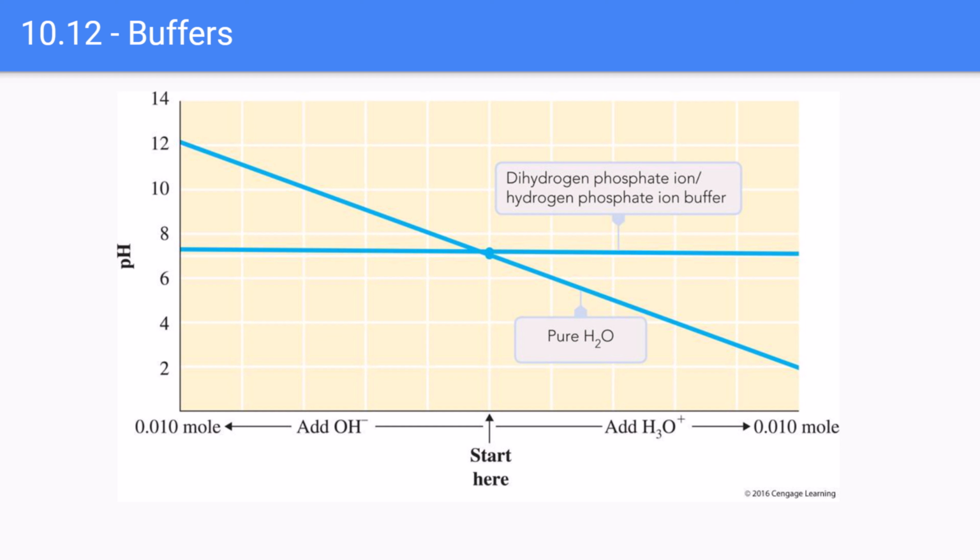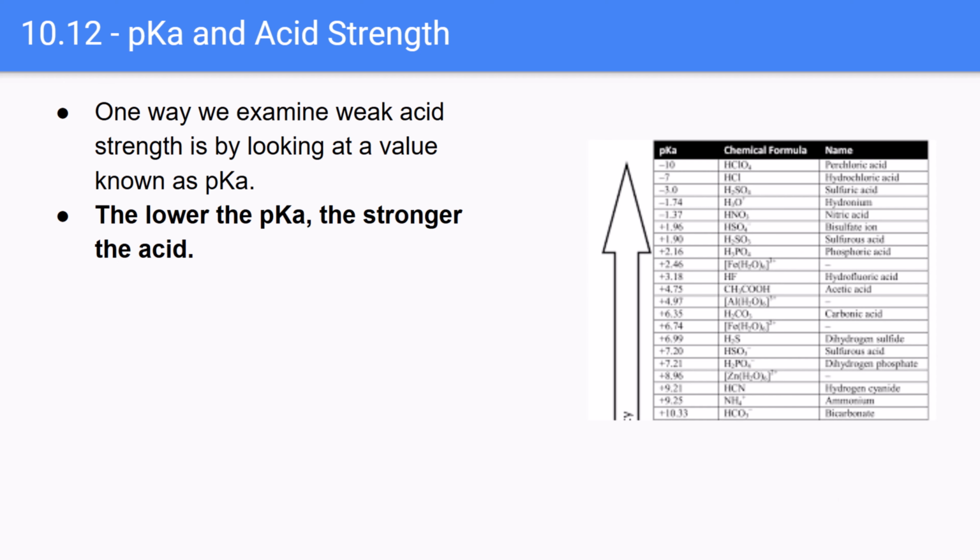Now, this isn't going to work infinitely. A buffer solution is only as good as how much of it you have, or how concentrated it is. You can eventually run out of acid or base to react with, and then you do see large changes in pH. So the amount that the buffer has the ability to mitigate is dependent upon its concentration. A story for another day.